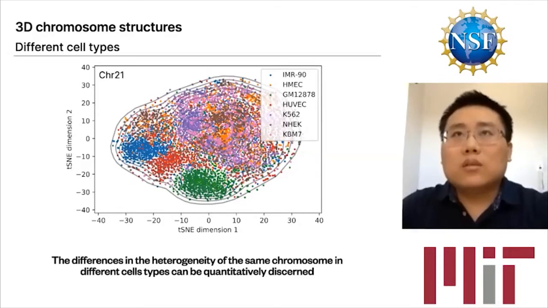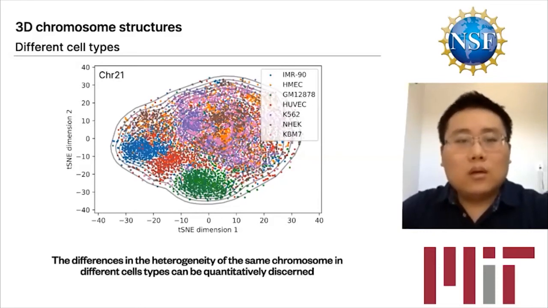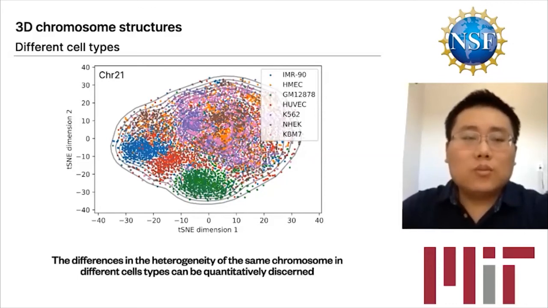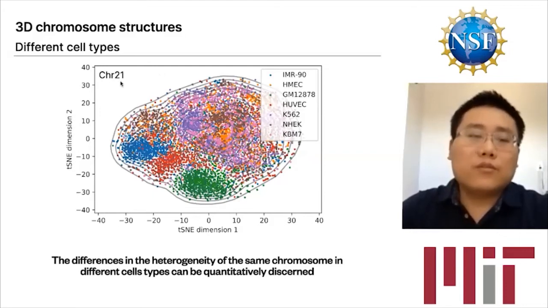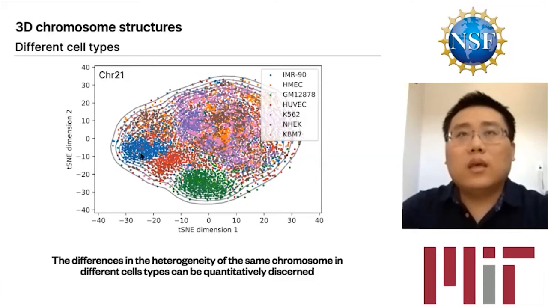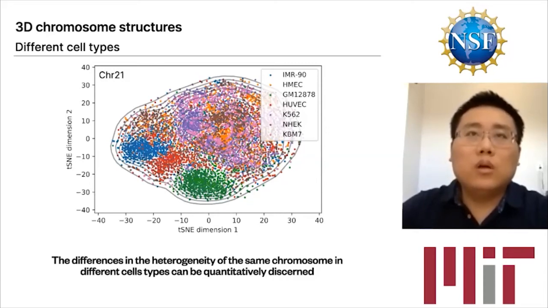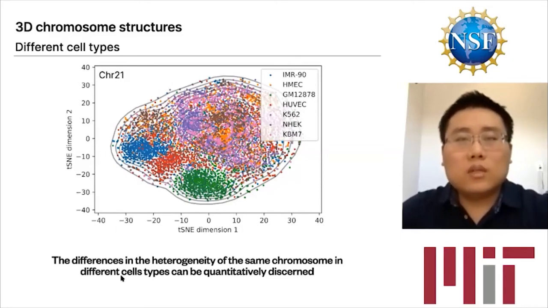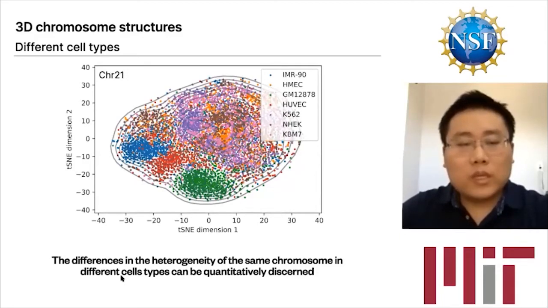So here is a result where I first generate an ensemble of structures for each cell type, then I use t-SNE to project the structures onto a two-dimensional space. This is the result for chromosome 21, and you can see that there are different colors. Each point represents an individual chromosome conformation. It shows that different colors occupy distinct territories. Especially for these three cell types, the blue, red, and green, they form distinct clusters and are well segregated from each other. So this suggests that although there's a large heterogeneity among chromosome conformations in a single cell type, the difference in the same chromosome across different cell types can nevertheless be quantitatively discerned.